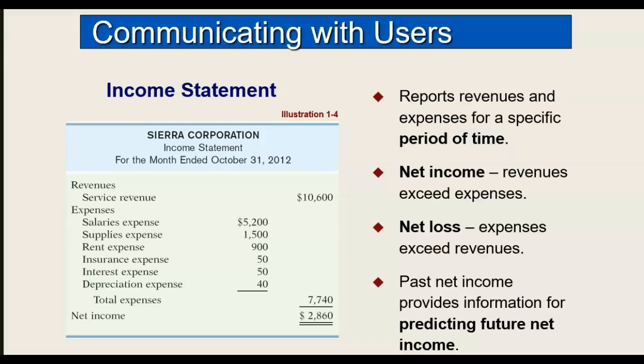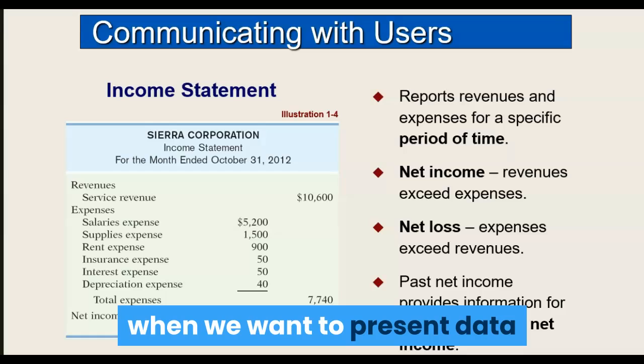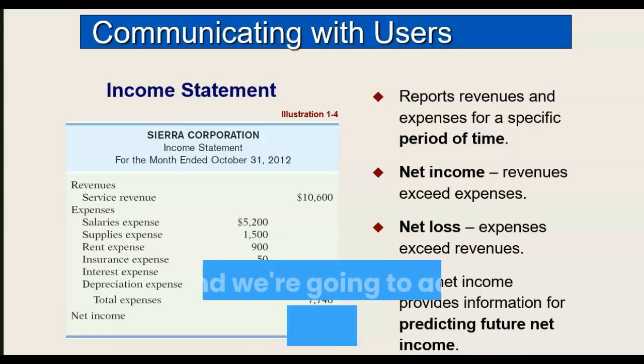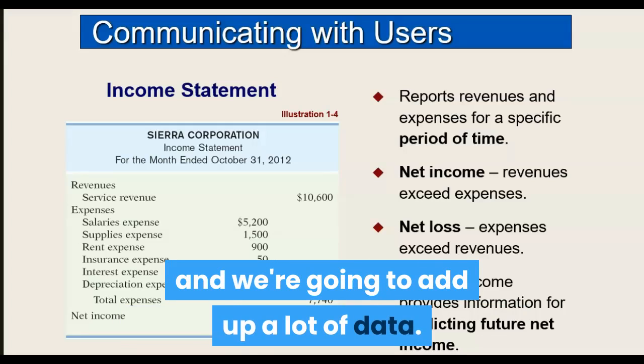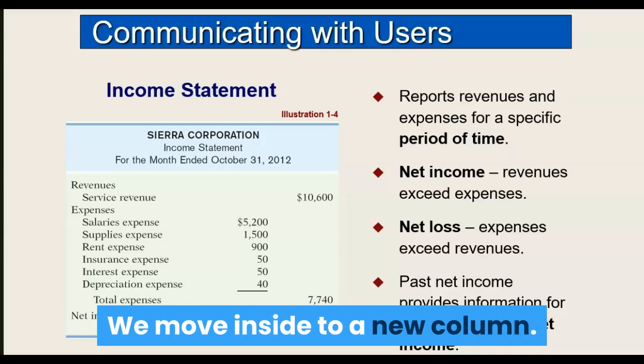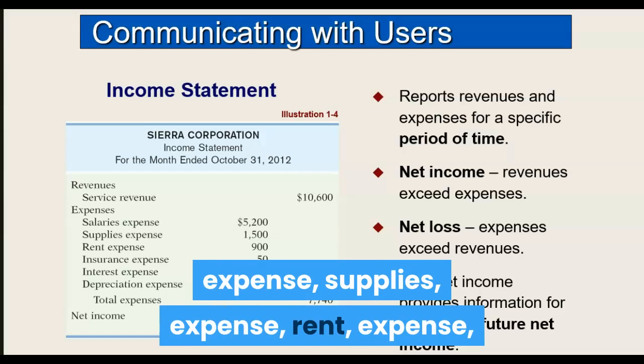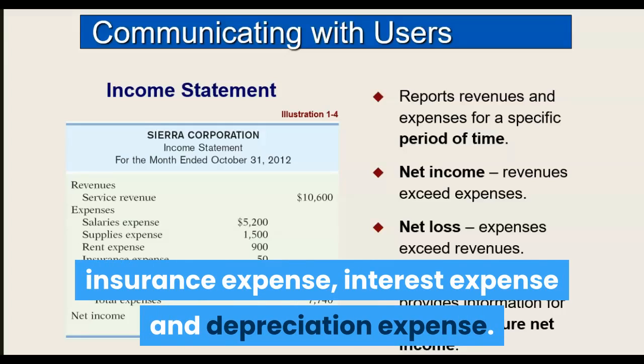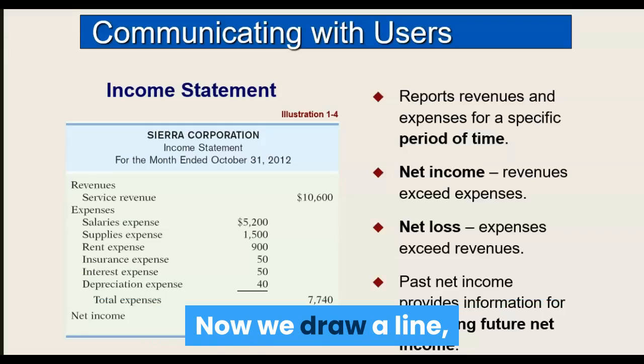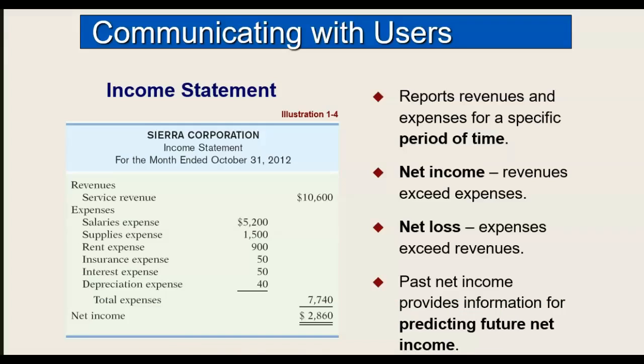Now the expenses are $7,740, and you see that on the outside column. In accounting, when we want to present data and we're going to add up a lot of data, we move inside to a new column. So in the middle column, you see the list of expenses: sales expense, supplies expense, rent expense, insurance expense, interest expense, and depreciation expense. Now we draw a line and the total expenses are carried to the outside column.